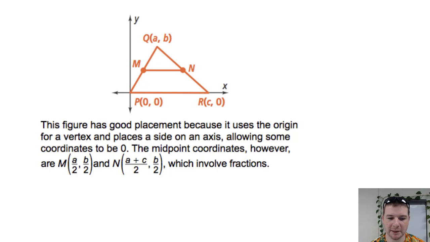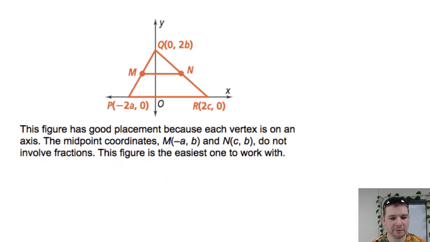The midpoint coordinates, however, are M at (a/2, b/2) and N at ((a+c)/2, b/2), which involve fractions. This figure has good placement because each vertex is on an axis. The midpoint coordinates, M at (-a, b) and N at (c, b), do not involve fractions. This figure is the easiest one to work with.